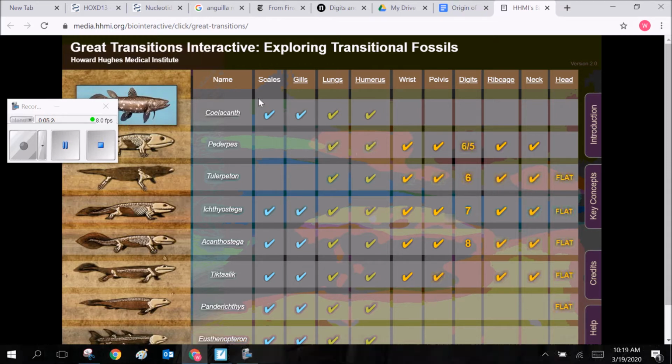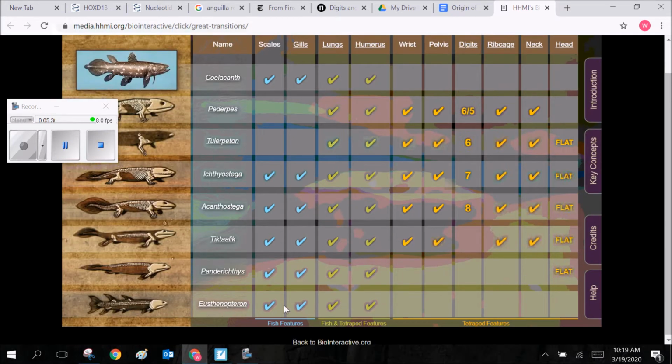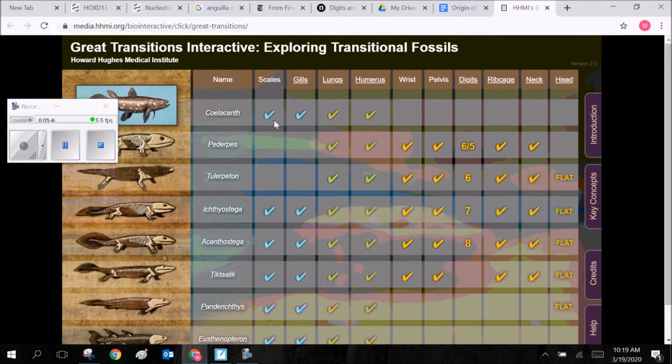We can see that scales and gills are not shared by two of these organisms, so we can tell that these were probably more terrestrial than fish, whereas these were a weird mix of terrestrial and fish, and then these are fish. And then this is also a fish, but this one is actually still alive, which is interesting. Anyway, we're going to take a look at some of these traits.